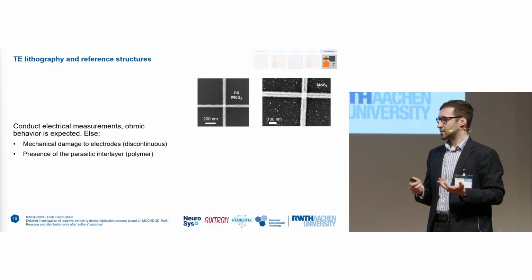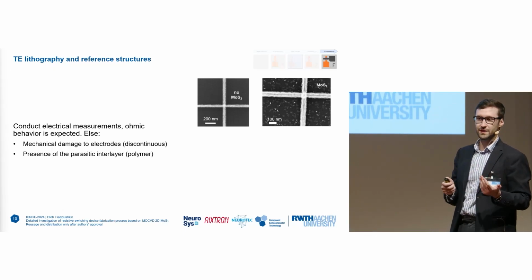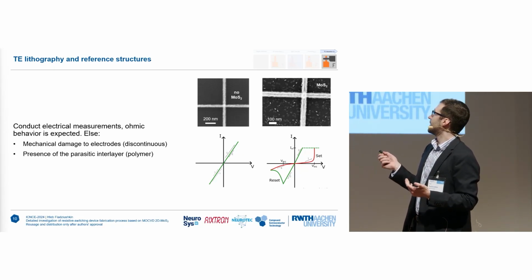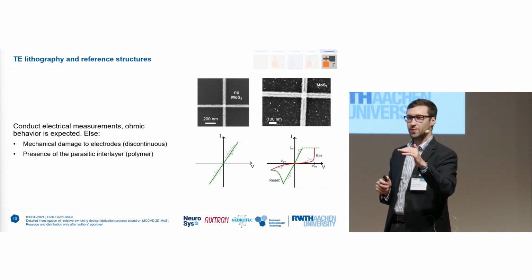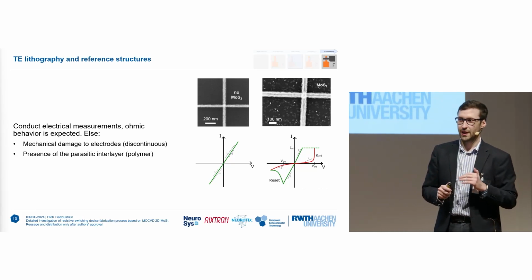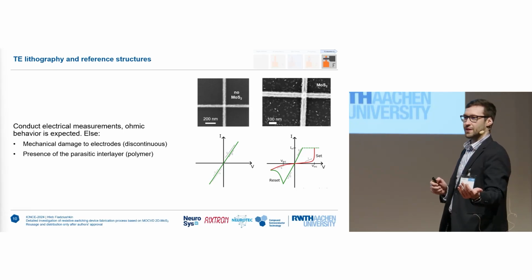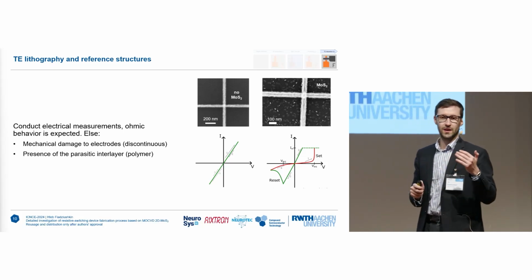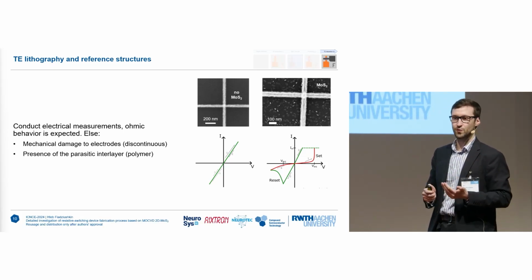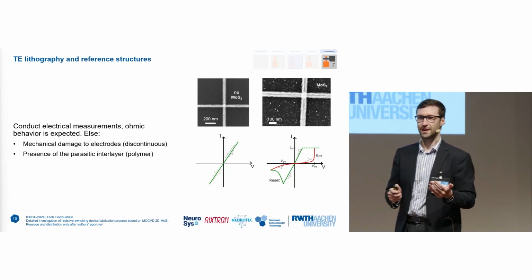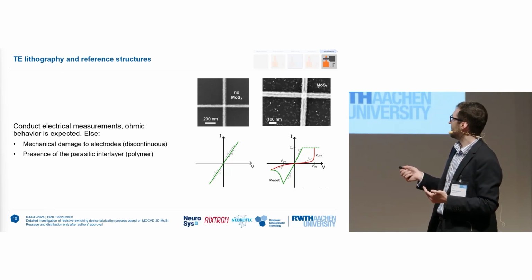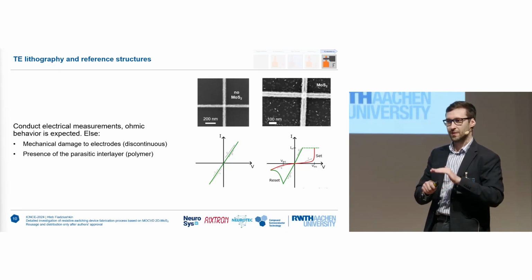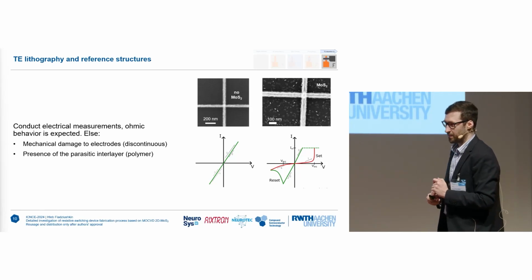One way to address it is the introduction of additional reference structures for the electrical measurements. One such structure does not feature any two-dimensional material in between the electrodes. With this structure, you would be able to check, for example, for some mechanical defects in your electrodes after the fabrication, and also for the presence of parasitic species that we do not expect for successful fabrication. So basically, if your devices suddenly show anything different except for the ohmic characteristics, then it means that there was a mistake somewhere throughout the fabrication.